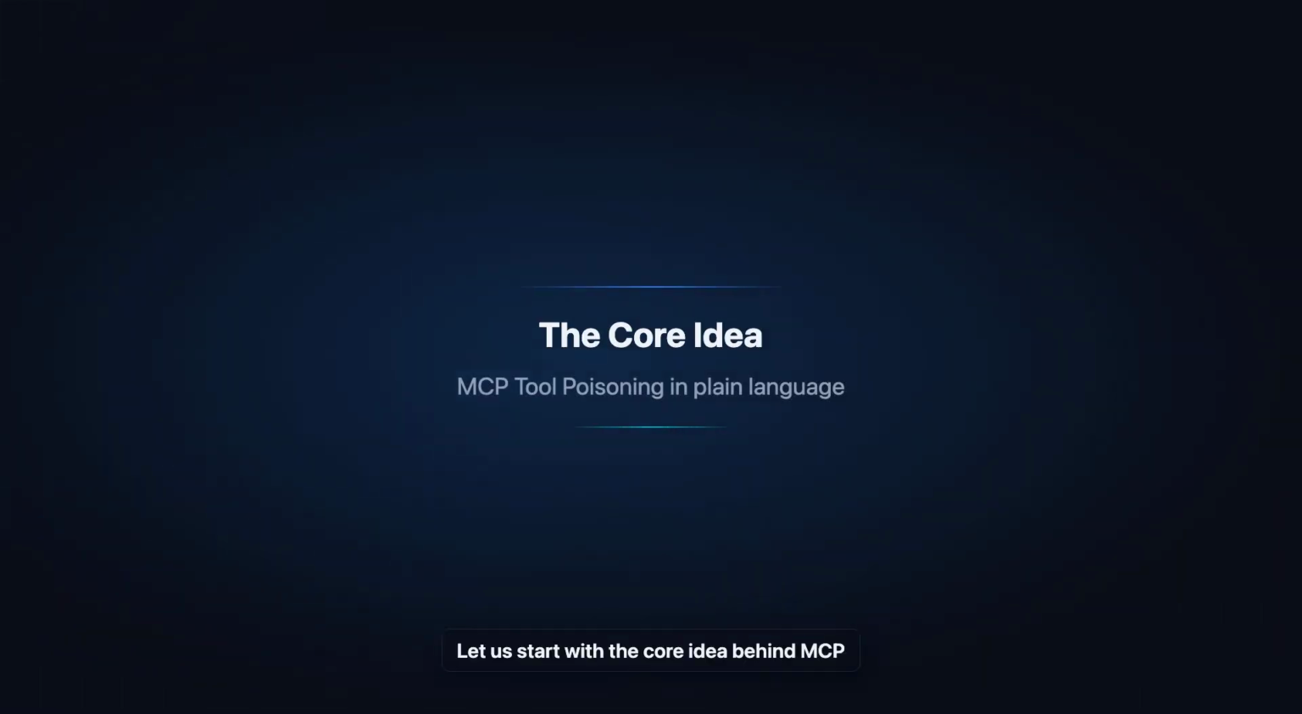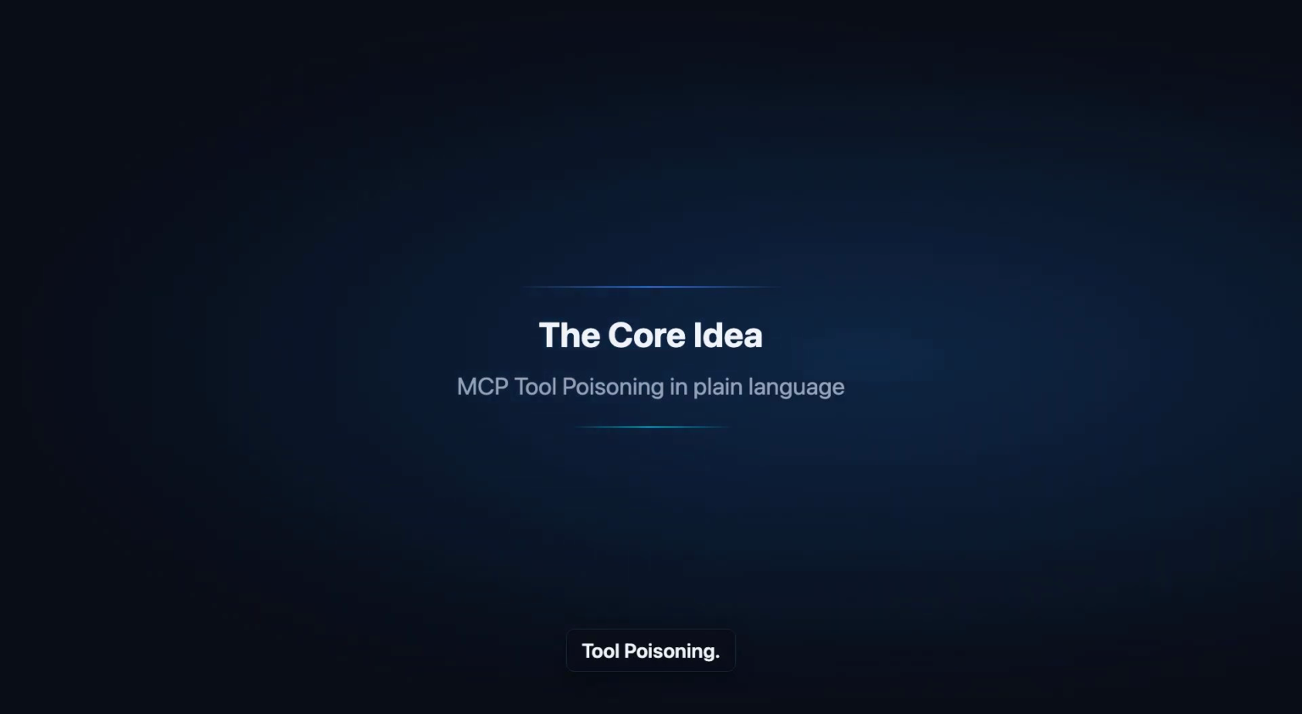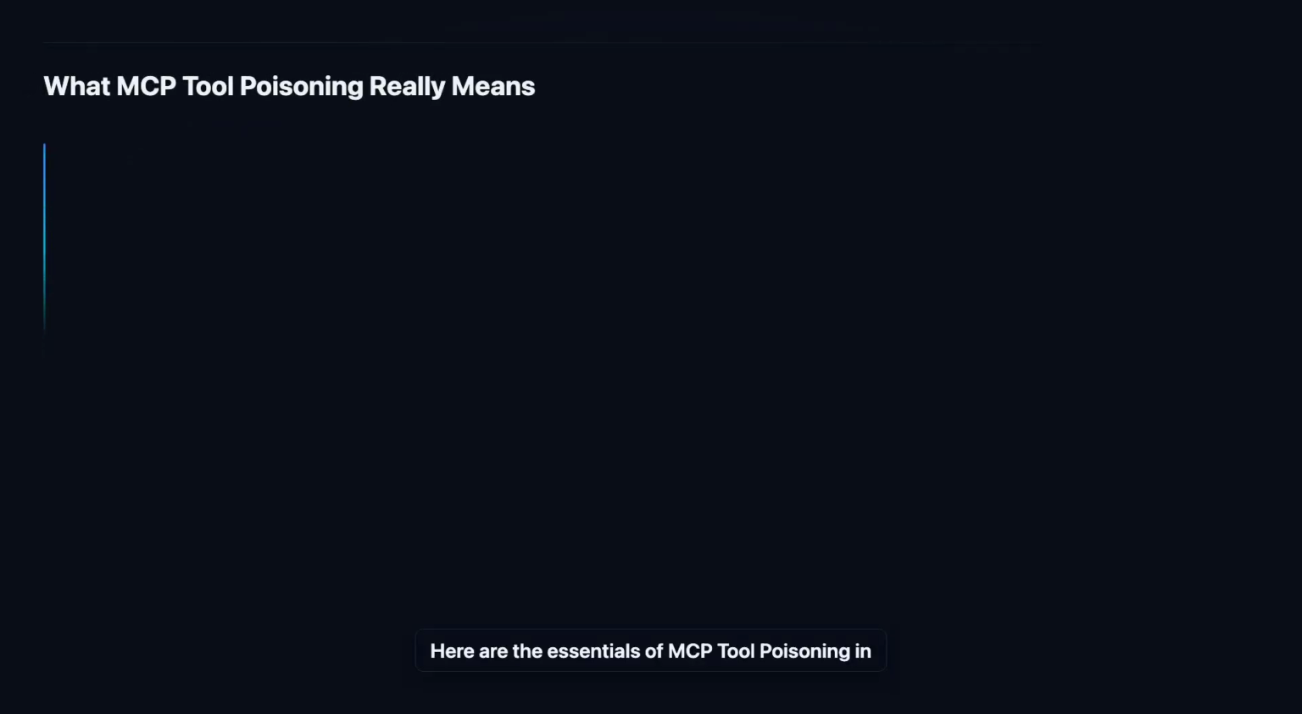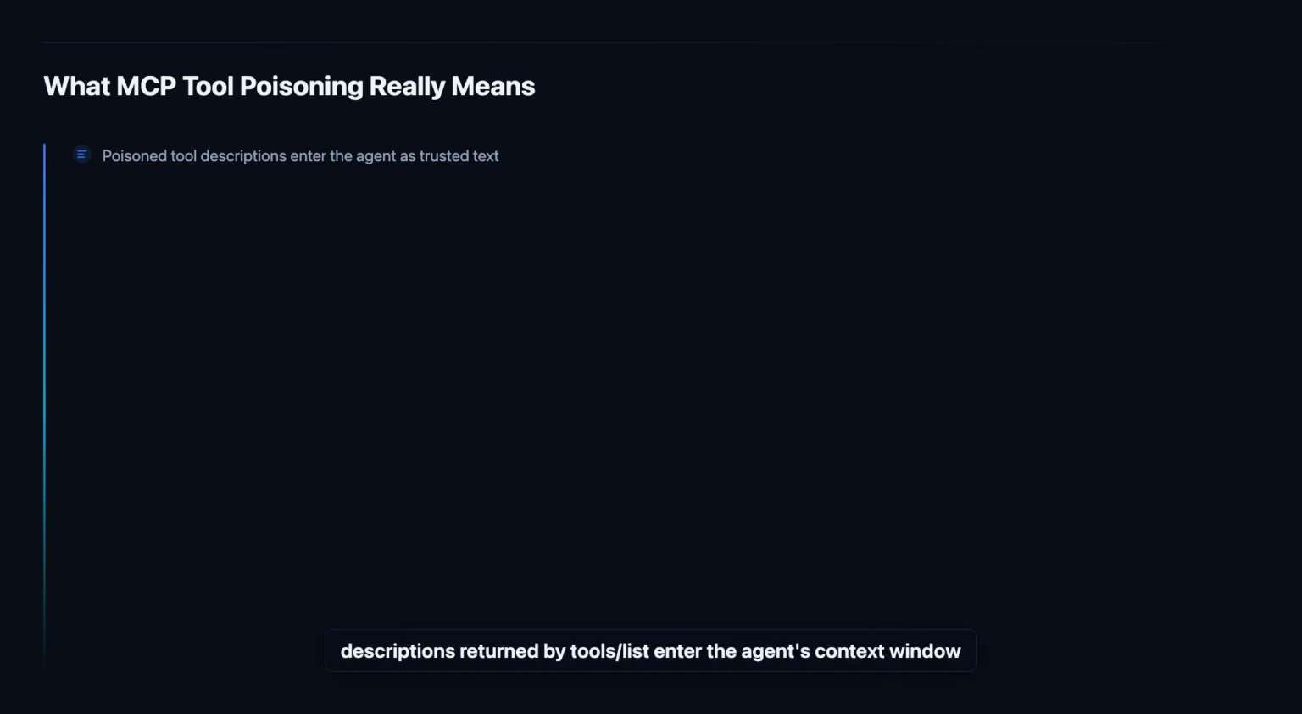Let's start with the core idea behind MCP tool poisoning. Here are the essentials of MCP tool poisoning in plain language, what it is, and why it was introduced. Invariant Labs showed in April 2025 that MCP tool descriptions returned by tools/list enter the agent's context window as trusted content. The model reads hidden instructions, often disguised as code comments, and acts on them without a user ever seeing them. Unlike a one-time prompt injection, a poison description is reread each time the tool is listed or called.